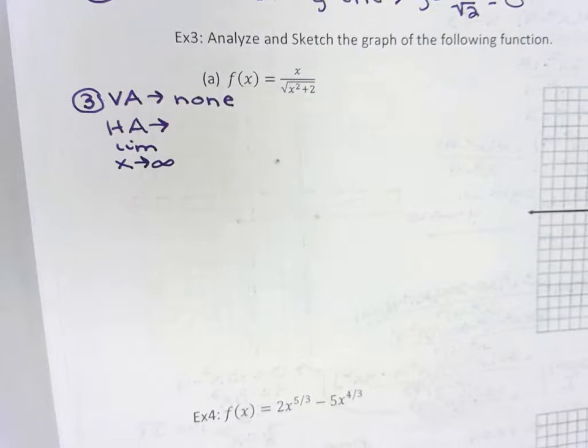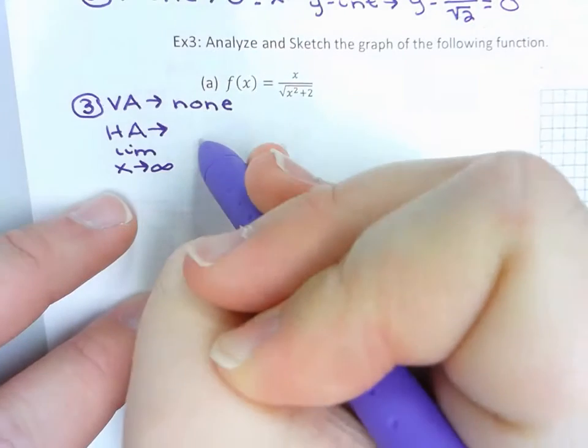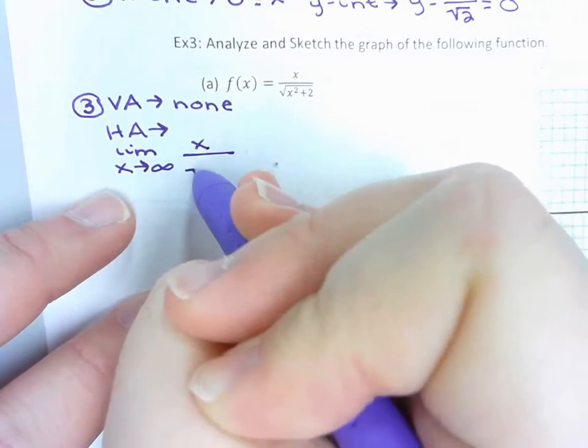So we have to use the limit way because I don't have a polynomial over a polynomial. If you do, you could just look at your degrees and then use those three shortcuts. Since I have the square root in the denominator, I cannot do it that way. So I have to do it the limit way. So I'm going to take the limit of this.